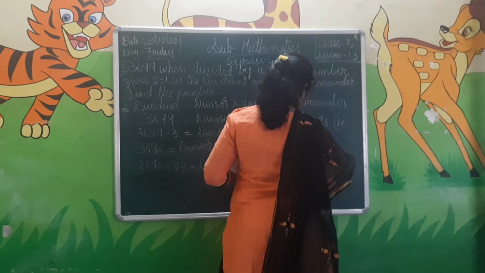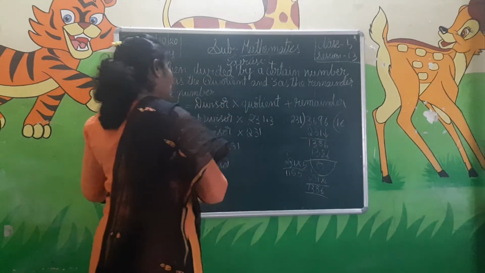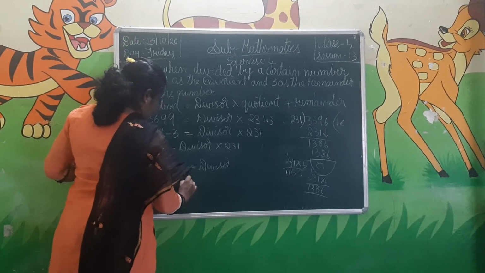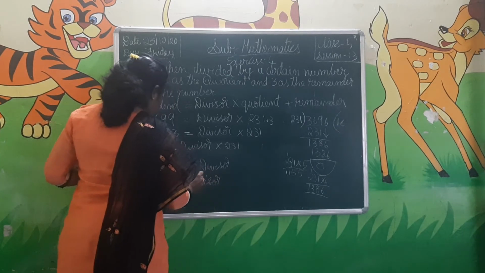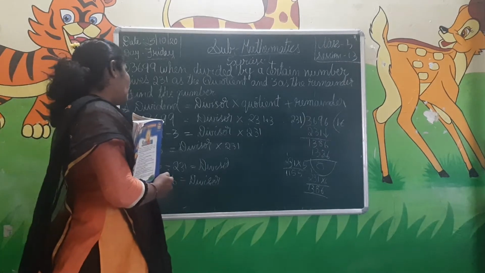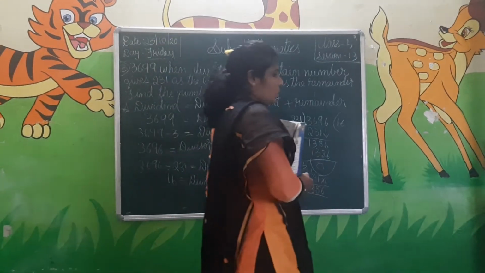That is 1386 is the answer. And the quotient is how much, and the divisor is how much? 16. So 16 is equal to the divisor. Because we got the quotient from the answer that we have divided, so by dividing that we got the divisor. Okay students, got it?